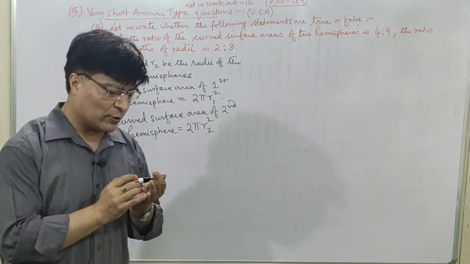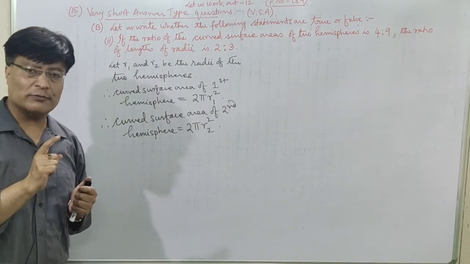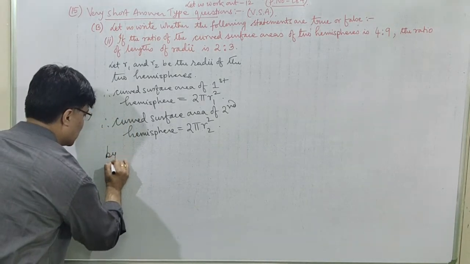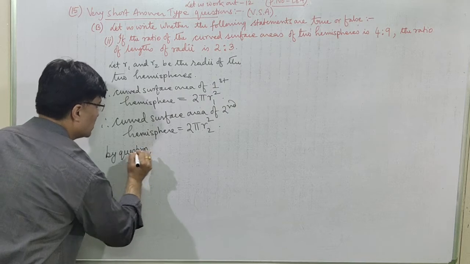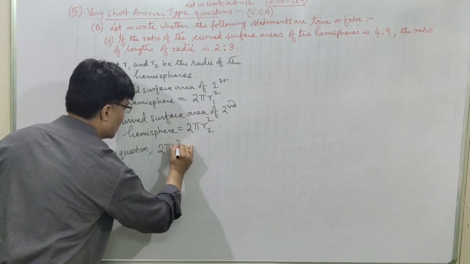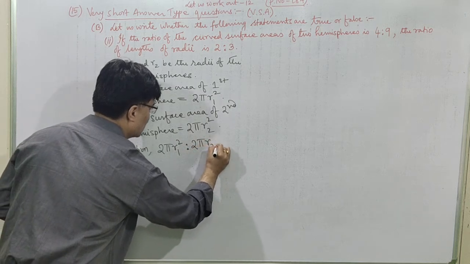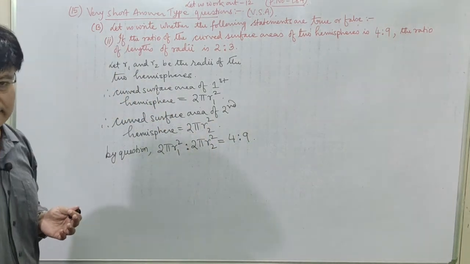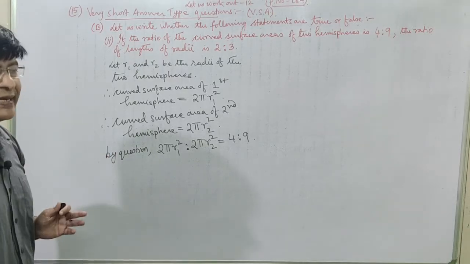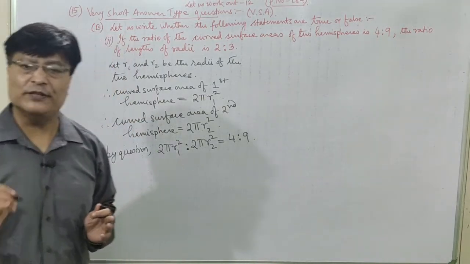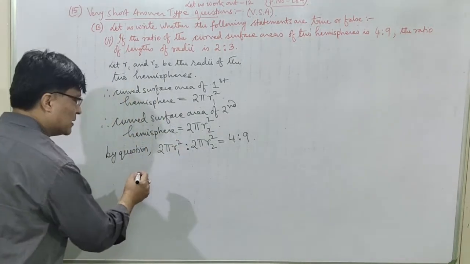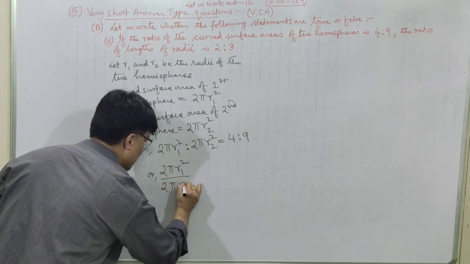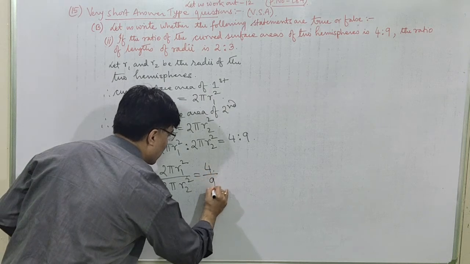So now, by question it is given that the ratio of the curved surface areas of two hemispheres is equal to 4:9. So we can write here, by question, 2 pi r1 square is to 2 pi r2 square is equal to 4:9. I think you have understood it. Okay? So from here we can calculate the ratio of the lengths of their radii. Now let us write it in terms of fraction. That is 2 pi r1 square divided by 2 pi r2 square is equal to 4/9.